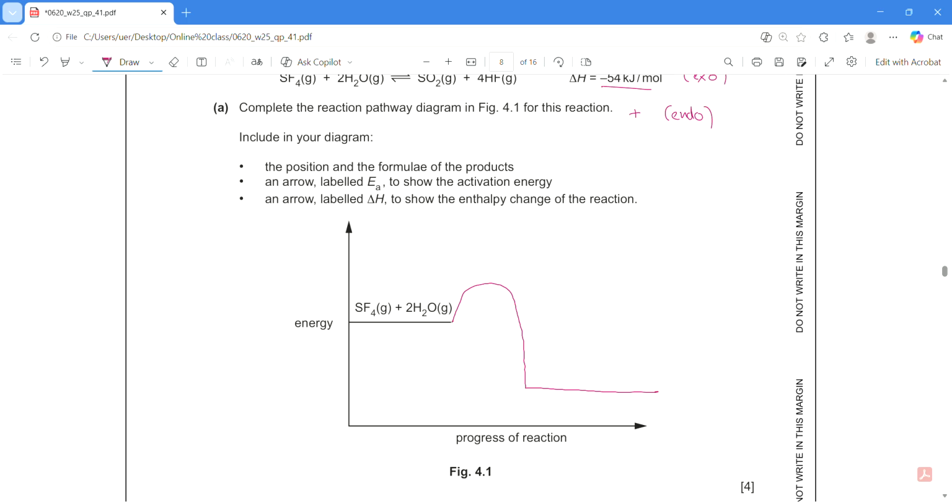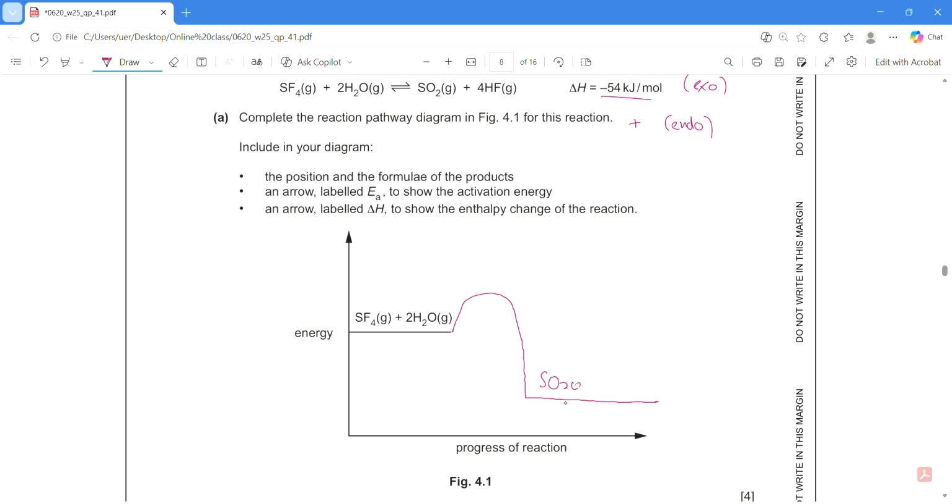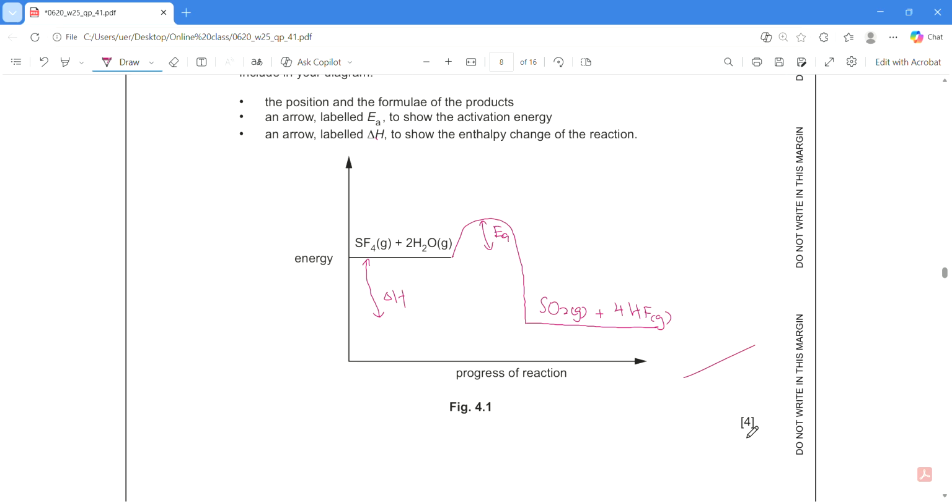Because exo release heat, that's why the energy level is lower in product. And then we label down the product, SO2(g) plus 4HF(g). So easy. Next point, label EA. Activation energy is from the peak of the hill to the reactant line. Enthalpy change is from reactant line to your product line. That's it, done. Easy 4 marks, oh my god.